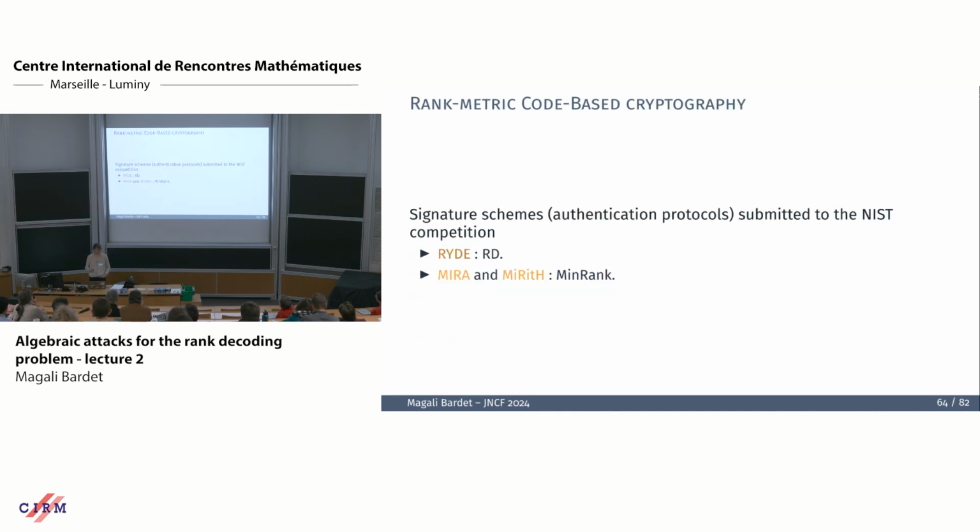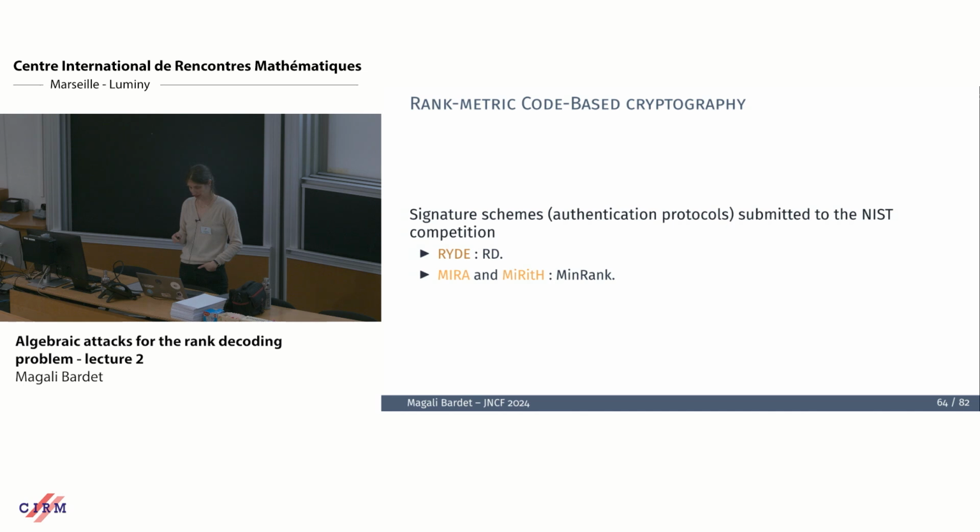Just to tell you, there are different schemes that have been submitted to the second call from NIST for digital signatures: RYDE, which is exactly based on the rank decoding problem with zero-knowledge proof of knowledge, and two of them, MIRA and MiRitH, are based on the min-rank problem, again in a random setting.